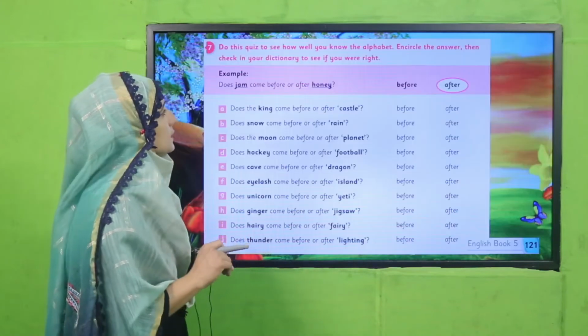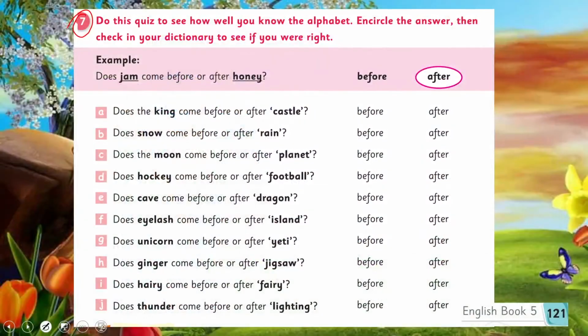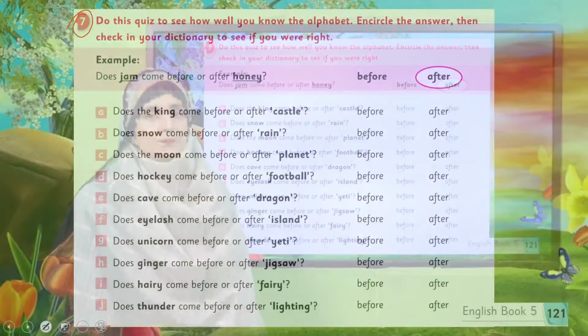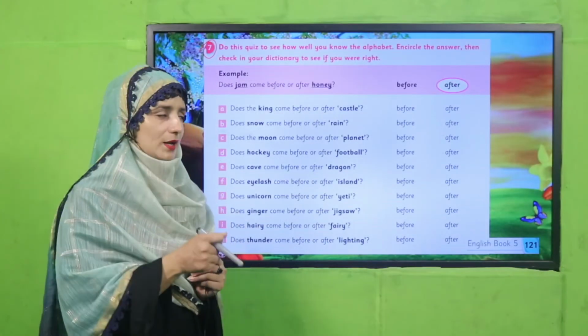Good job. So now open your book. Okay, question number 7 is there. So there is a quiz for you according to the alphabetical arrangements. Now you will judge where you will find these words and you will circle one of them. I'm waiting for you. Perform this activity individually in your class. Well done and welcome back.